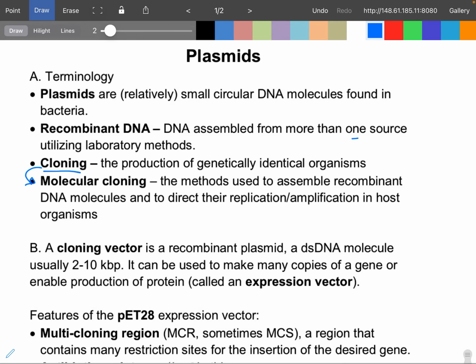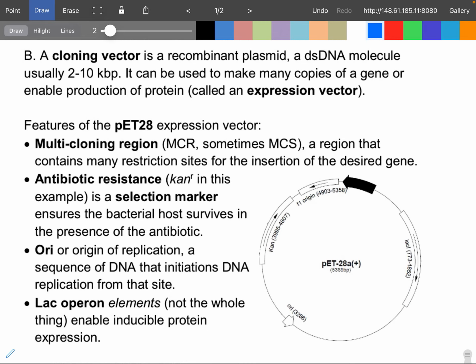And so a cloning vector is a recombinant plasmid that could potentially contain DNA from E. coli and viruses and other things like that. It's double-stranded, and it's usually in the order of 2 to 10 kilobase pairs, depending on the particular vector. So there are different types. There are things we call shuttle vectors or just simple cloning vectors that are used to make many copies of a gene if you want to amplify a gene.